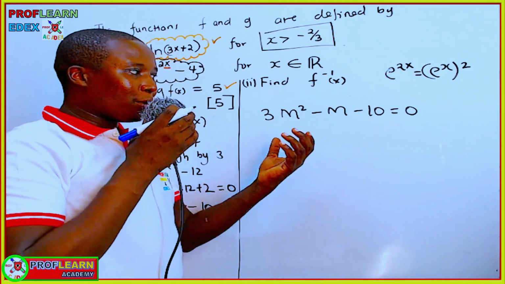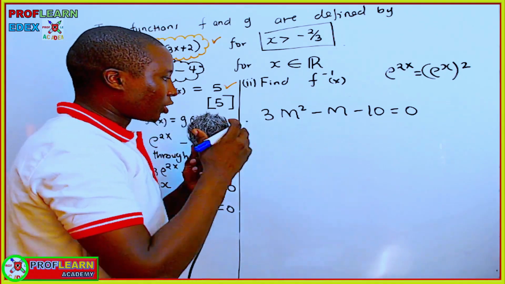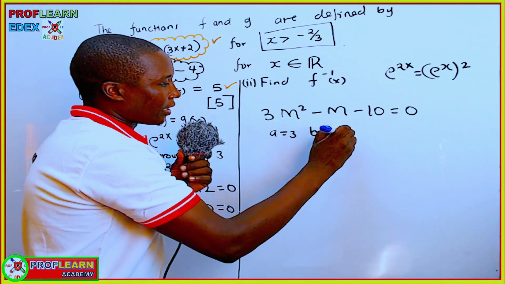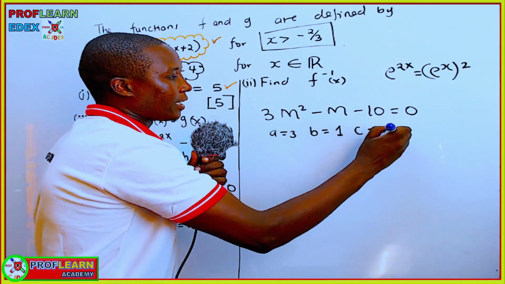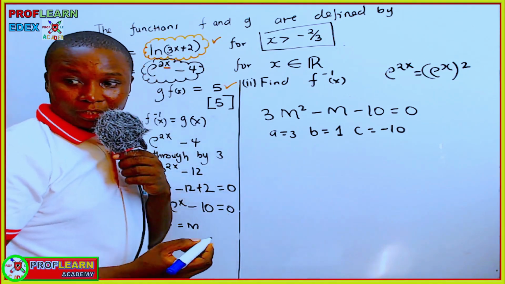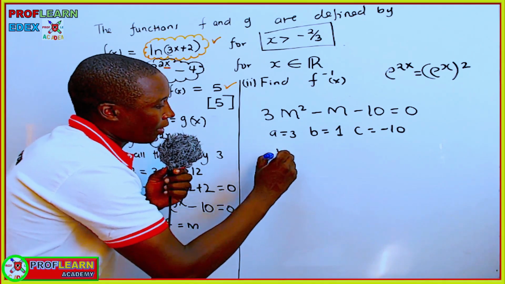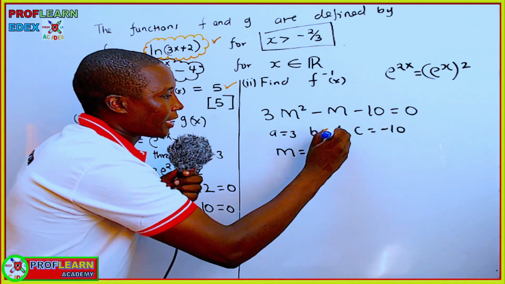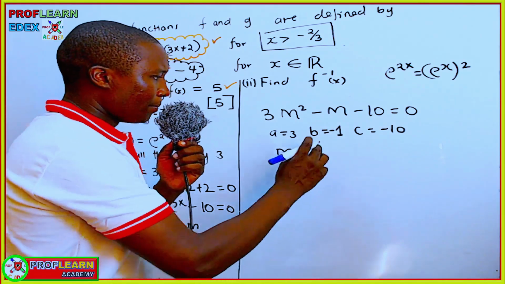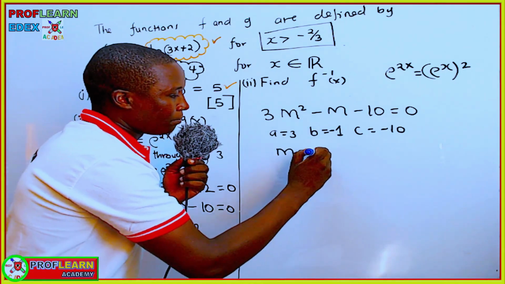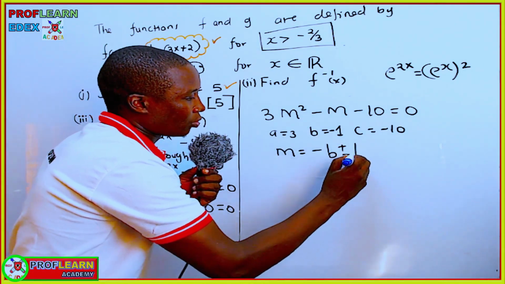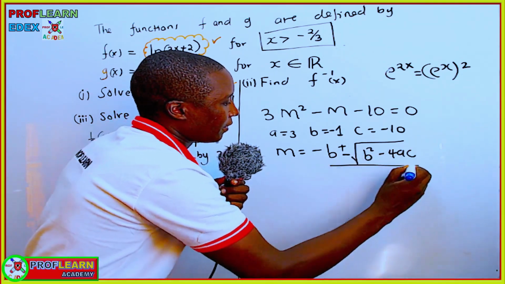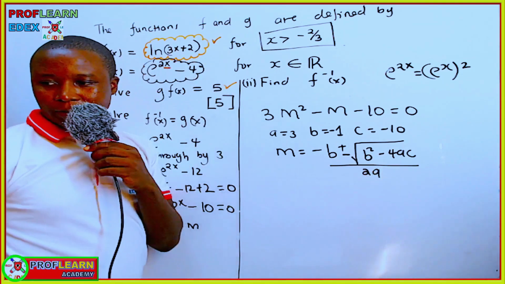So we can now solve this quadratic equation, because in this case a is 3, b is -1, c is -10. We can use the quadratic formula and say m is equal to minus b plus or minus the square root of b squared minus 4ac, divided by 2a. So that is the quadratic formula.